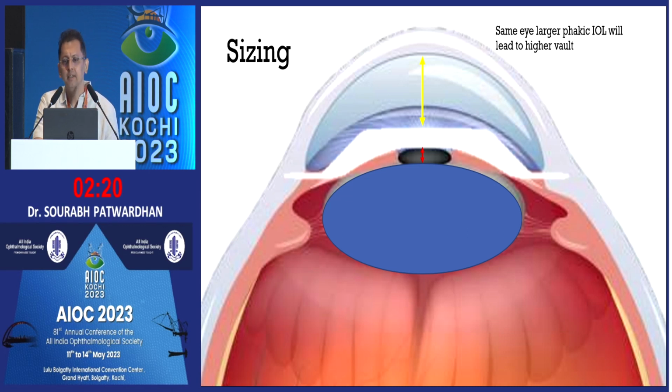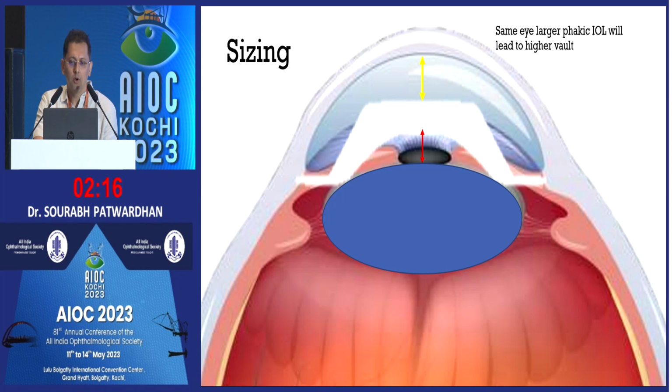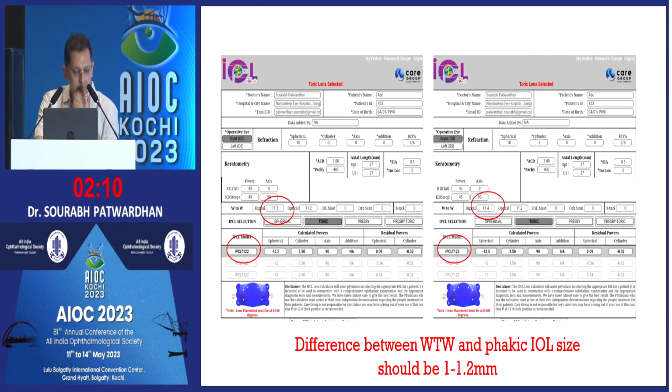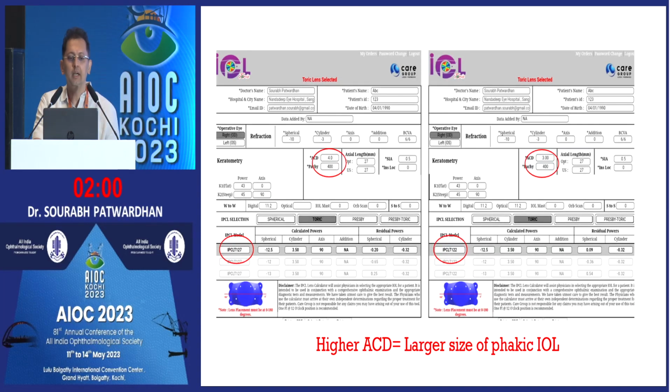Now for sizing, as you know that the same eye, if you use a larger size of phakic IOL, it's going to go for a higher vault, and lower size goes for a lower vault. So if you see the calculator used for phakic IOL, there are a couple of things this affects. One most important thing is white to white, so you have to be very accurate with that. Second thing, also the ACD changes the size of the IPCL that is required.